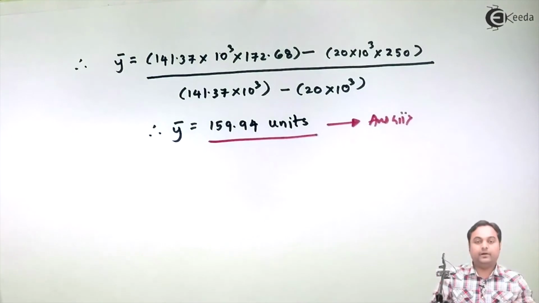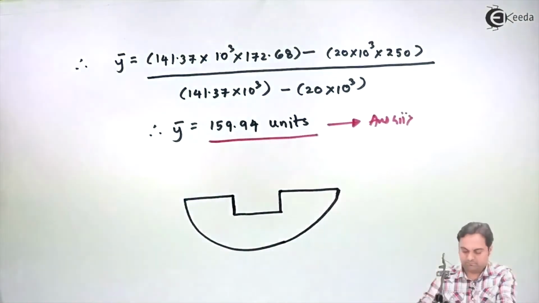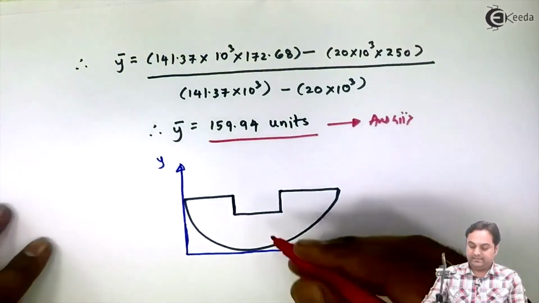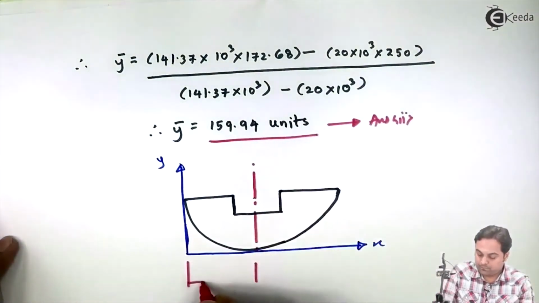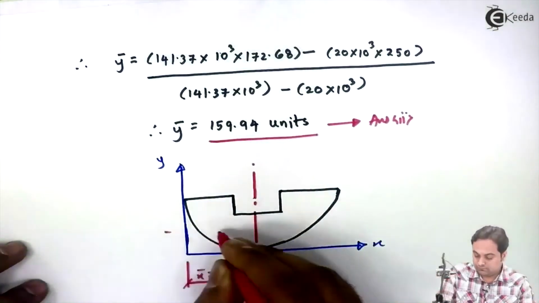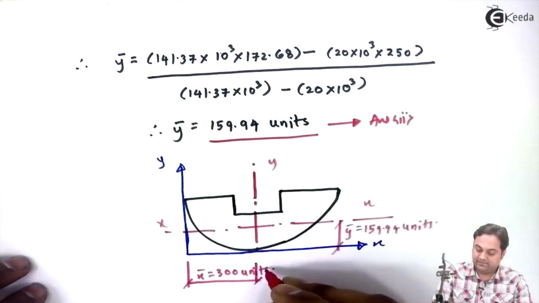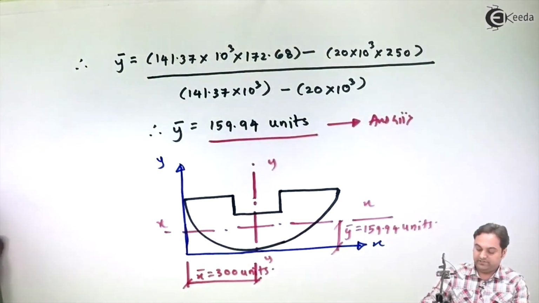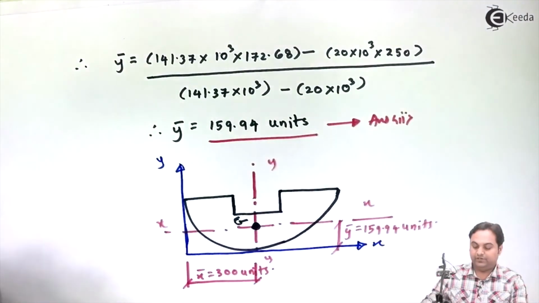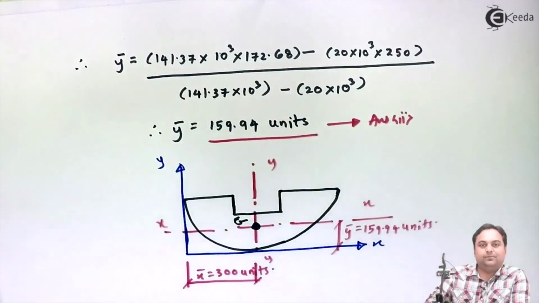Once we know x bar and y bar, we can locate the centroid for the given figure. X bar was 300, exactly at the half. Y bar is 159.94. At the intersection of x-axis and y-axis, we are getting the centroid, and once we get the location of centroid, we can easily say that the problem is over, and with this we complete the problem of cutout section.